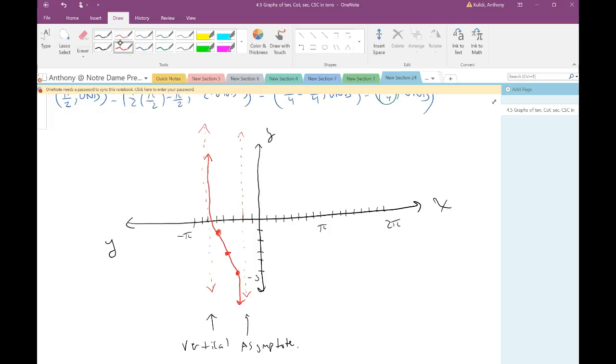Okay, so now it's time to just kind of repeat until I filled up 2 pi's worth of stuff, right? So the next one is here, and that's at negative 1, and the next one here at negative 3, and then the next one at negative 5, and then I have another asymptote. And then I'm here again at negative 1, and then negative 3, and then negative 5, and then my asymptote.